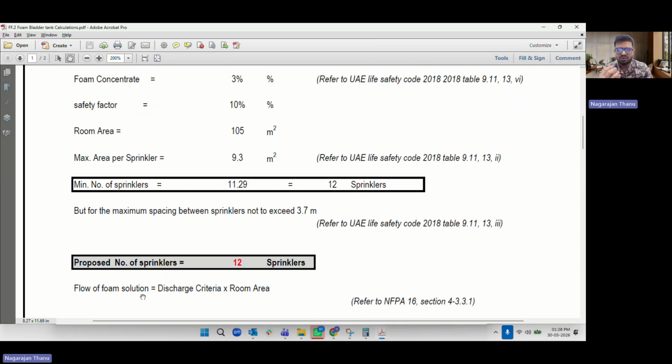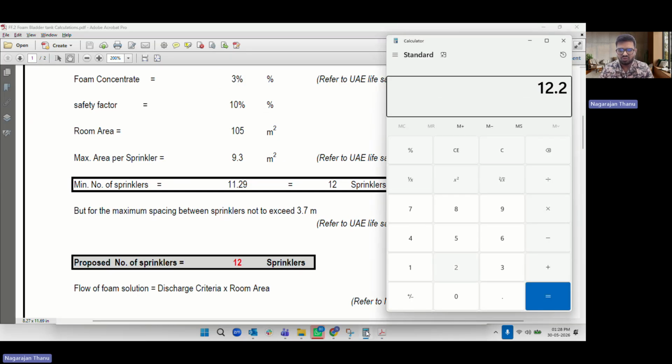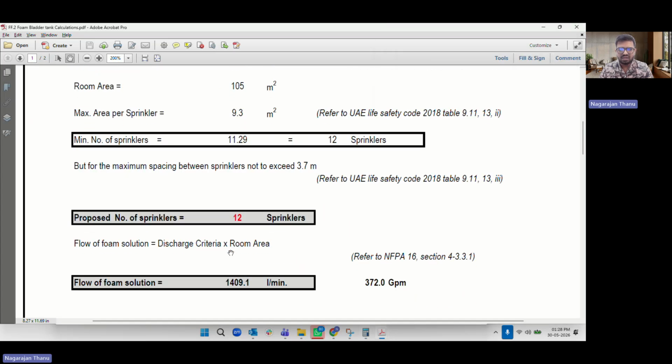How much flow of foam solution I need to design for my project is equal to the discharge criteria times the room area. Our discharge criteria is 12.2 multiplied by room area 105. So it will come to 1281. I told you we need to consider 10% safety, so it will be 1409 liter per minute.